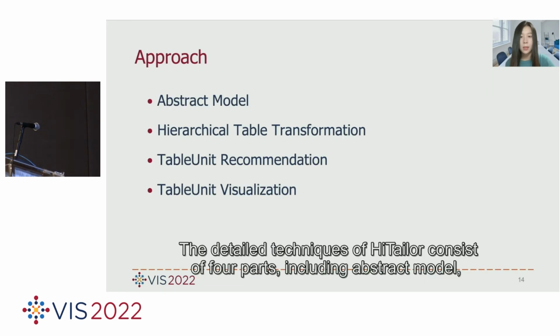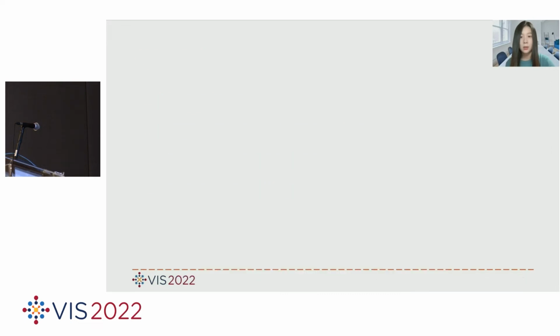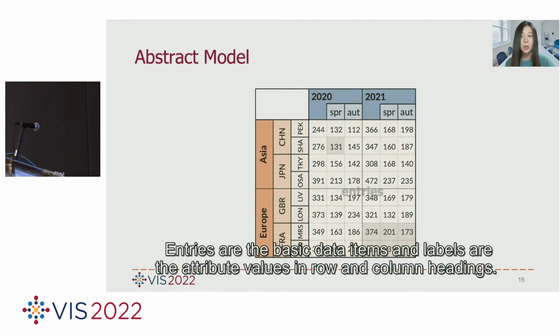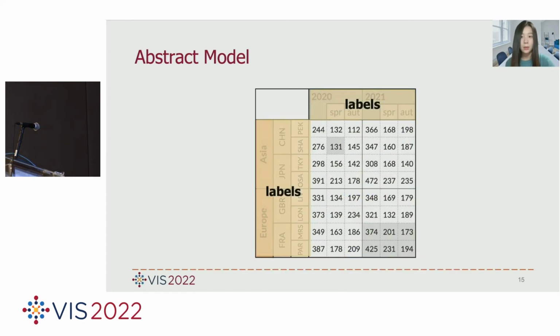The detailed techniques of Hightailor consist of 4 parts, including abstract model, hierarchical table transformation, table unit recommendation, and table unit visualization. A table is a collection of items which can be divided into entries and labels. Entries are the basic data items, and labels are the attribute values in row and column headings.